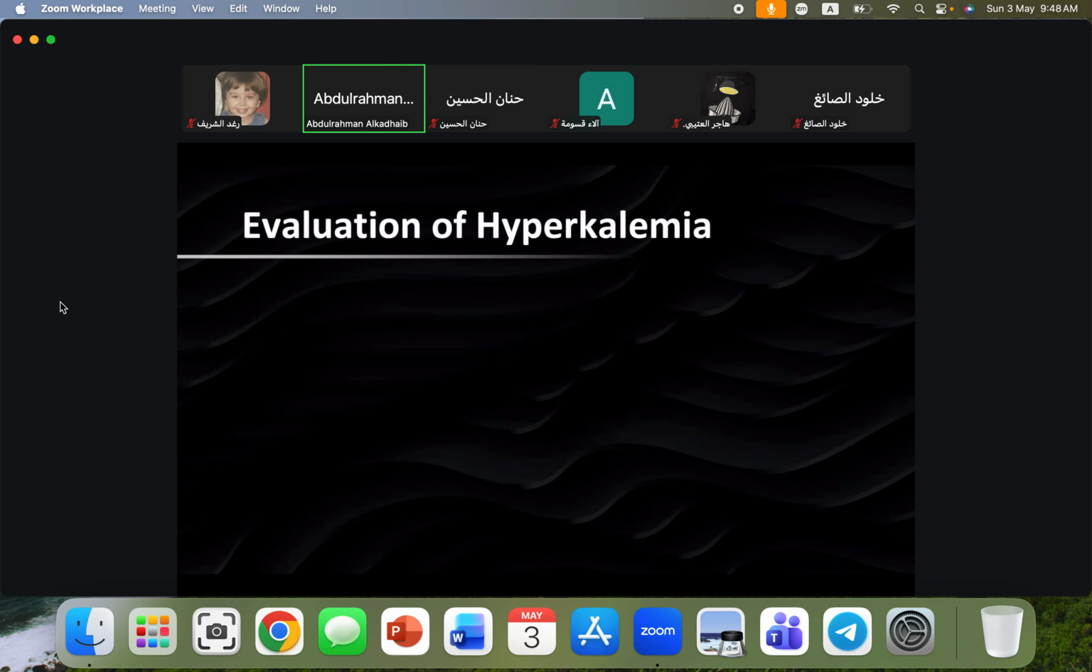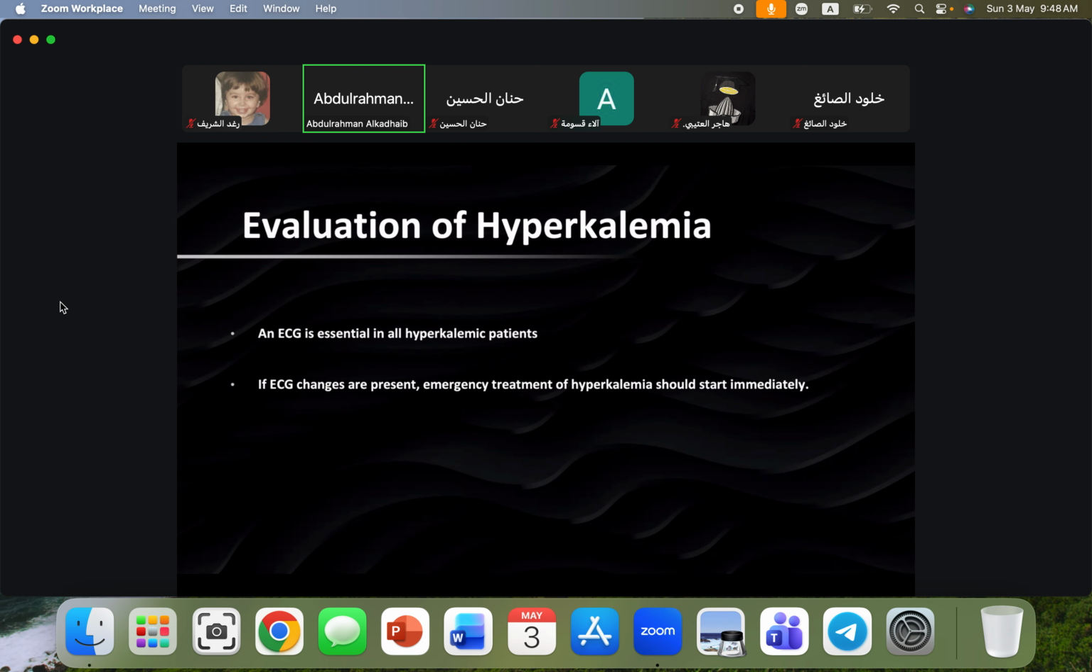So to evaluate a patient with hyperkalemia, usually we should perform ECG in all patients with hyperkalemia, because once we identify some ECG changes that are suggestive of hyperkalemia, we should start the treatment immediately, even without waiting for the actual potassium level. Because if the potassium is so high to the extent that it caused ECG changes, we consider this a kind of severe hyperkalemia that should be treated immediately to avoid further deterioration in the patient condition and possible arrest.